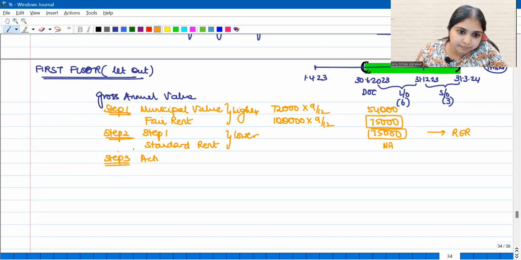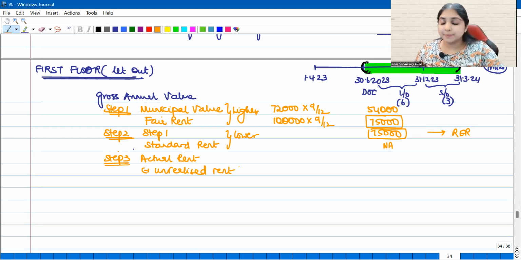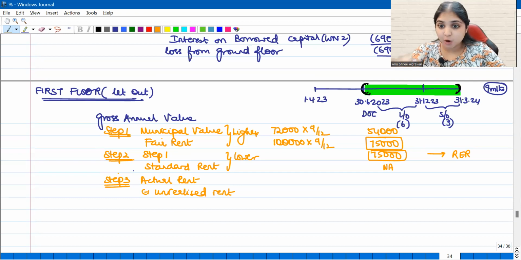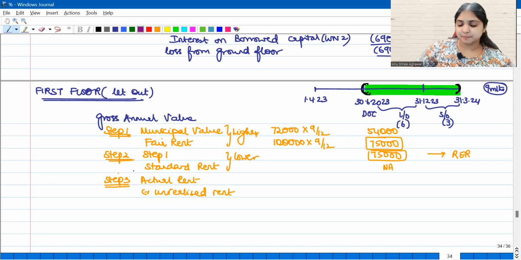Now comes step three. Step three is going to be actual rent minus unrealized rent. Actual rent minus unrealized rent. Now tell me, actual rent I will take for how many months? Correctly tell me this time. We've discussed this multiple times in the past. Tell me, actual rent I will take for how many months? Correctly give me the answer, please. No hurry. Just give me correct answers. Come on, tell me.